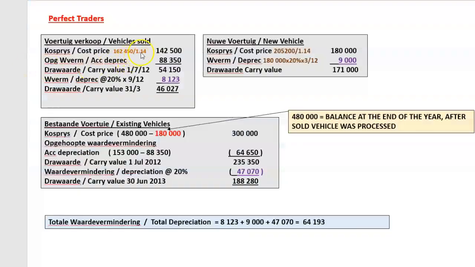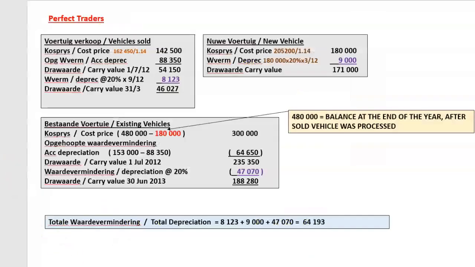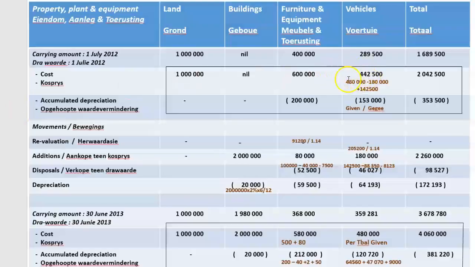Now vehicles. At the beginning of the year, or rather they gave us the balance as at the end of the year, which was 480,000. We know that included in that balance was the new vehicle that we acquired during the course of the year, which was 180,000. But we also know that excluded from that figure was the vehicle that we sold during the year of 142,500. So we're going to take out the new vehicle and add the old vehicle to get to the cost price as at the beginning of the year.